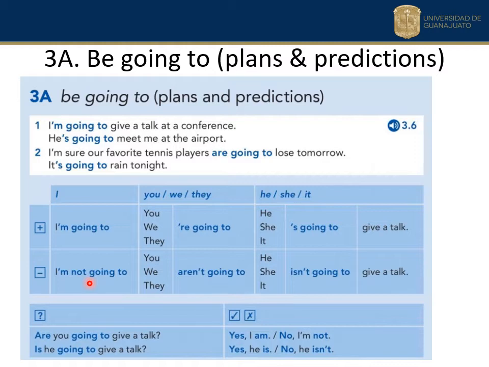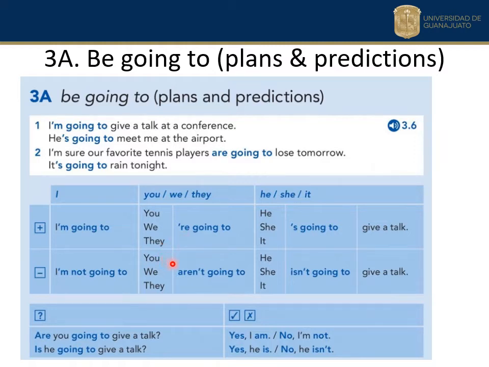If we're talking about you, we or they, lo único que cambia es the verb to be, que ya lo conjugamos y sería are. Pero aquí también está la contracción, entonces es el apóstrofe R-E. You're going to, we're going to, they're going to. Recuerden que aquí ya se junta el sonido o el fonema de they con er. Ok, there.